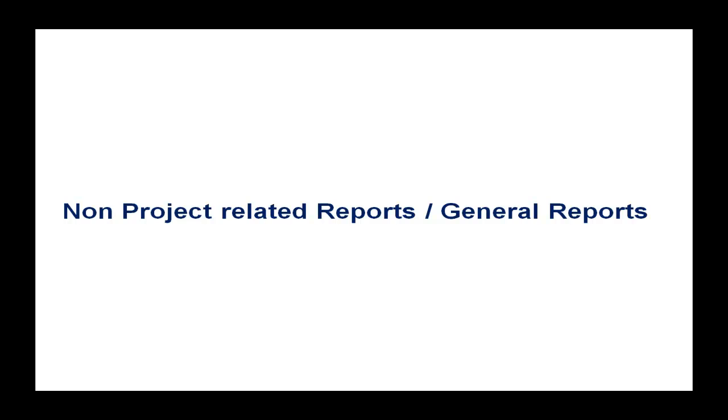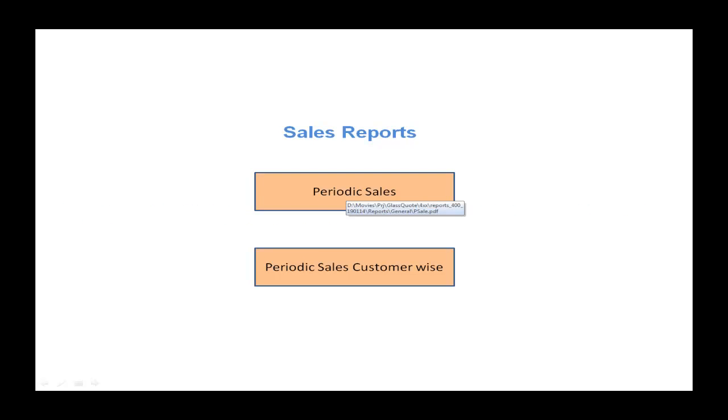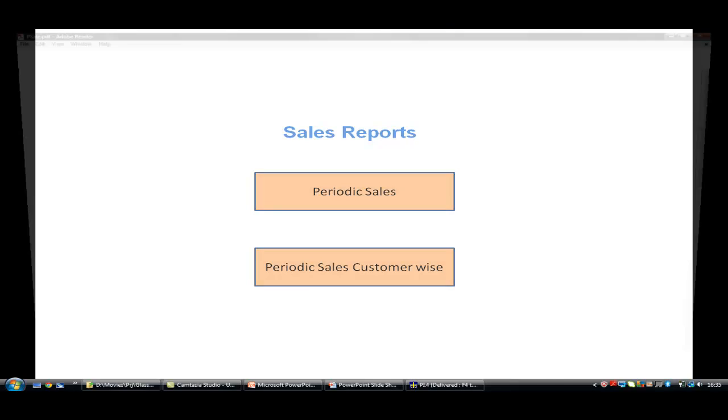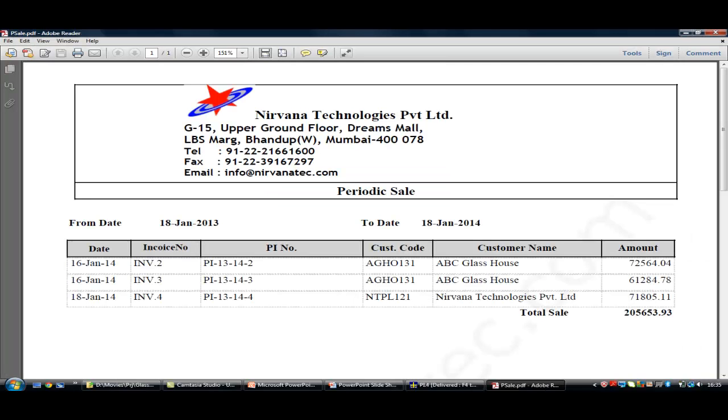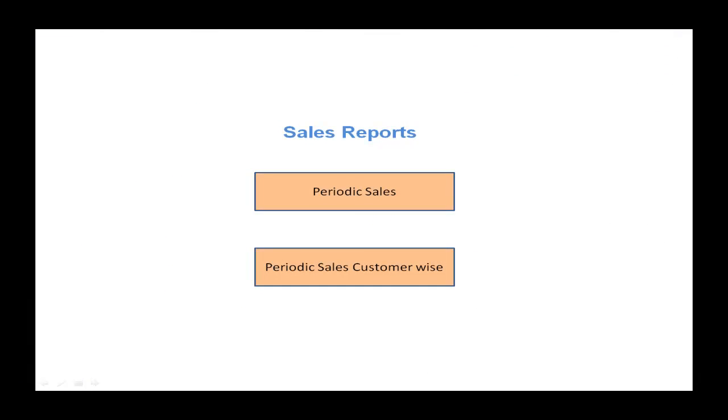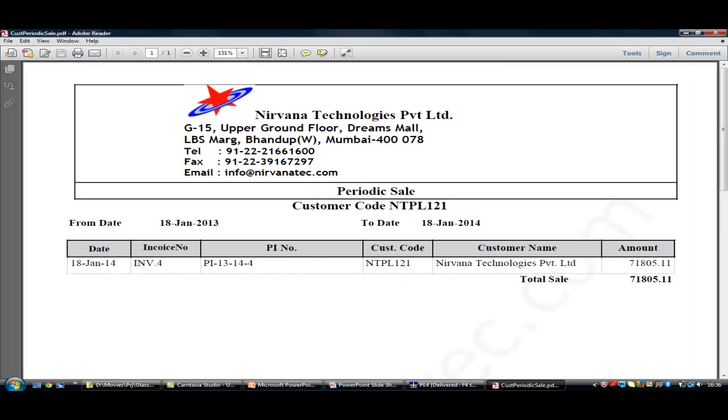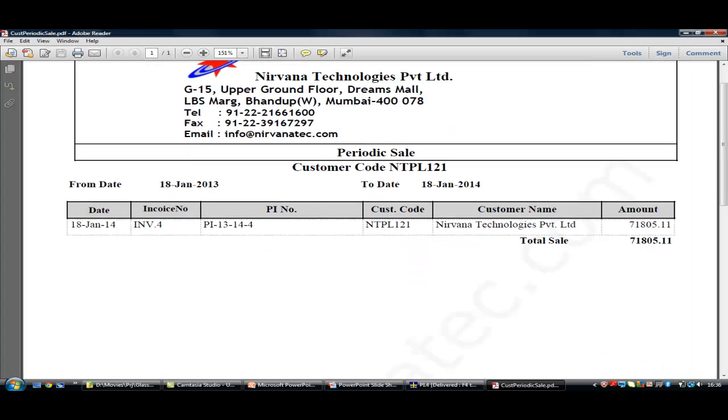Now we will see non-project related reports. First, the overall periodic sales report. In this you will get each invoice number and their amount. Similarly, we will also get customer wise periodic sales report, with invoice number and amount.